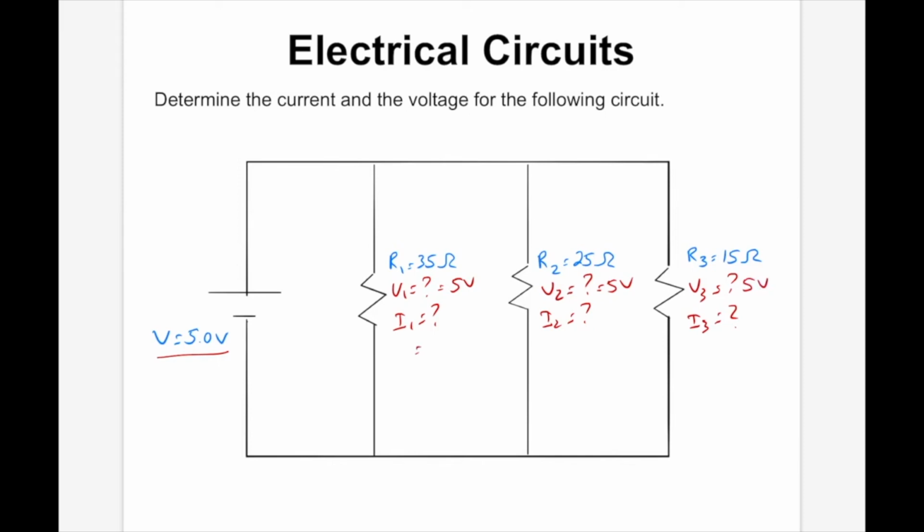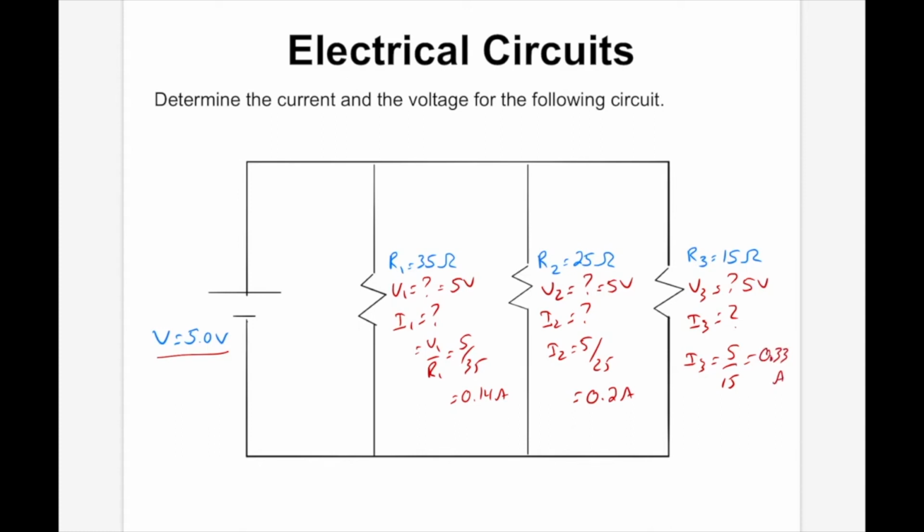So I1 is going to equal V1 divided by R1, which is 5 divided by 35, which is what we had on our last question, which was equal to 0.14 amps. I2 is going to be equal to V2, which is 5 divided by 25, which again we had on our last question, which was 0.2 amps. And then I3 is going to equal 5 divided by 15, which is equal to 0.33 amps.